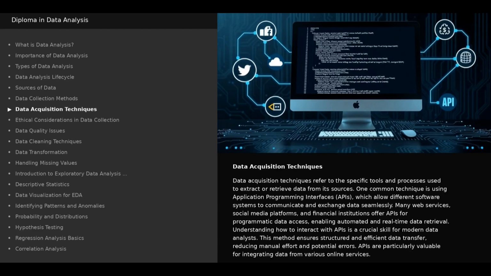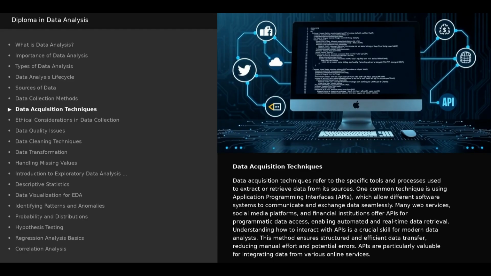Data acquisition techniques. Data acquisition techniques refer to the specific tools and processes used to extract or retrieve data from its sources. One common technique is using application programming interfaces, APIs, which allow different software systems to communicate and exchange data seamlessly.